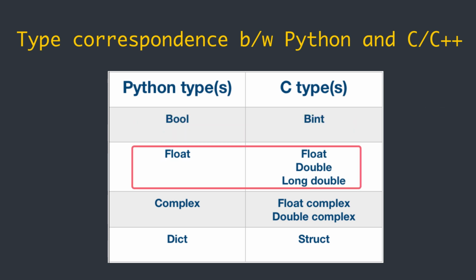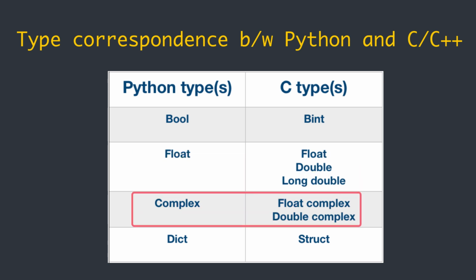Another one is from Python float to float, double and long double. A Python float is stored as a C double. Converting a Python float to a C float may truncate to positive or negative infinity, according to the IEEE conversion rules. The next one is from Python complex to float complex and double complex.